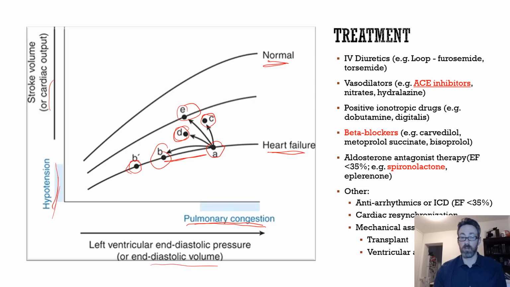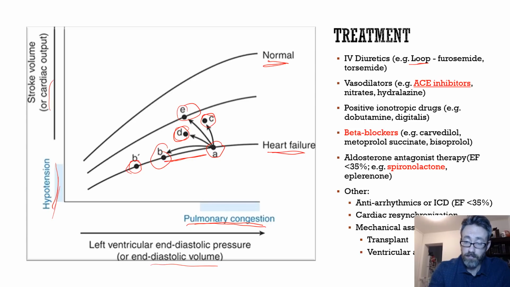And so that's really kind of optimal. We give a little bit of a diuretic, and we combine it with a vasodilator and an inotrope, and we'd end up with much better function overall. So that's the goal. So with diuretics, we can use loop diuretics, furosemide, torsemide. They work very well, IV formulations.